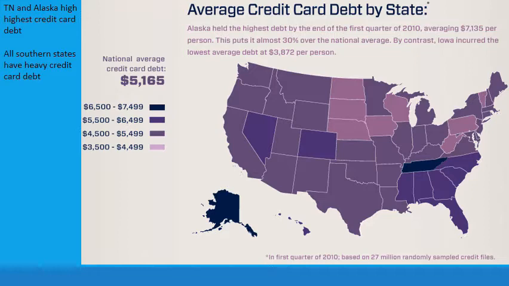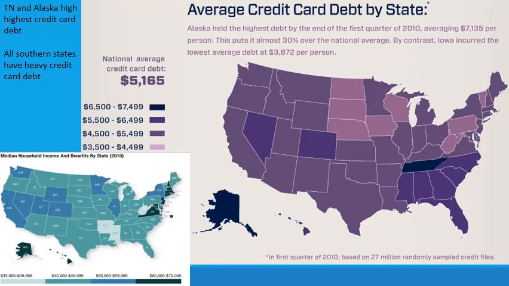In other words, we're talking about an average in Tennessee of people owing between $6,500 and $7,500 on a credit card. That's just a credit card. That doesn't count any other credits or anything. That doesn't count a mortgage, car payments, or anything.